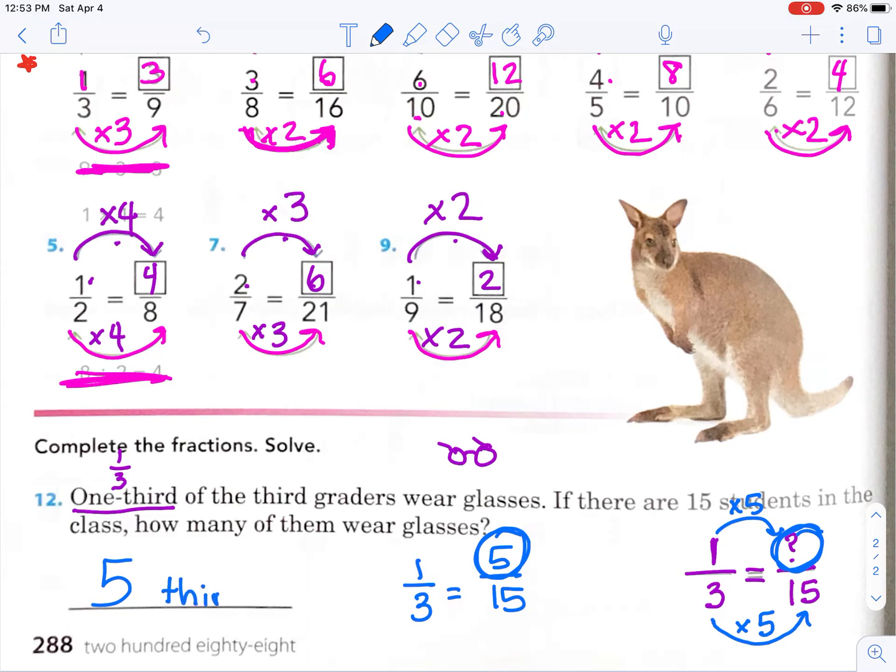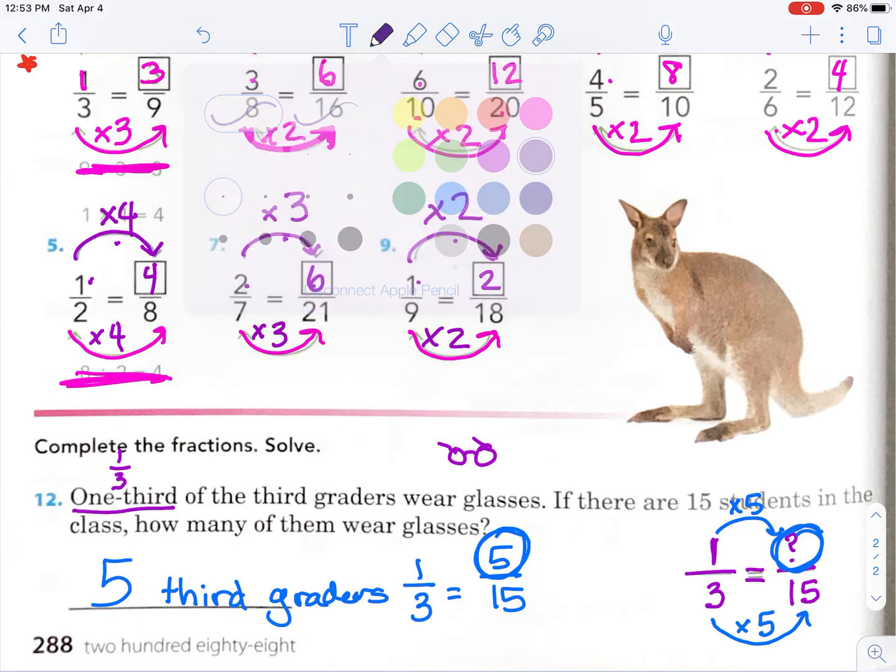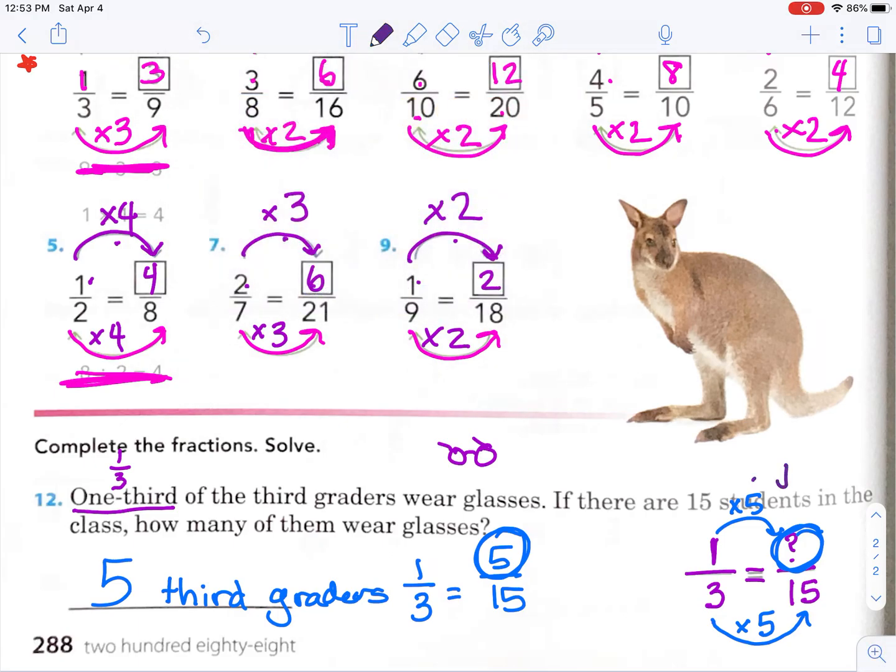You can write third graders. Or, if you wanted, what else could you call them? It says it right here. The word is right here. 5 students. Could you write 5 third grade students? Sure. Either one of these is fine, but you do need to label. Okay, label, label, label.